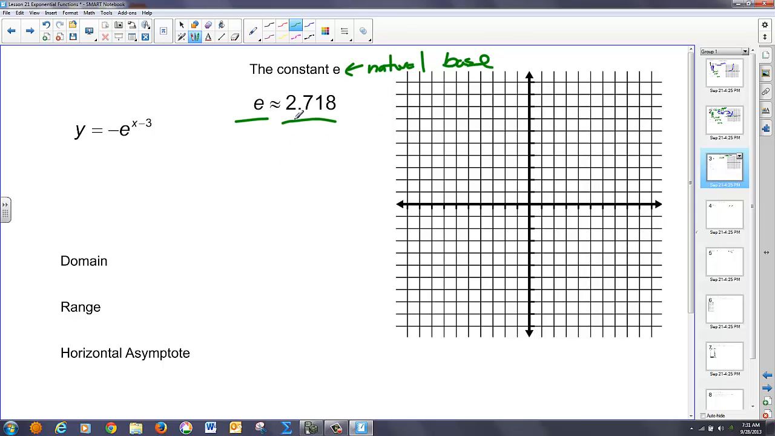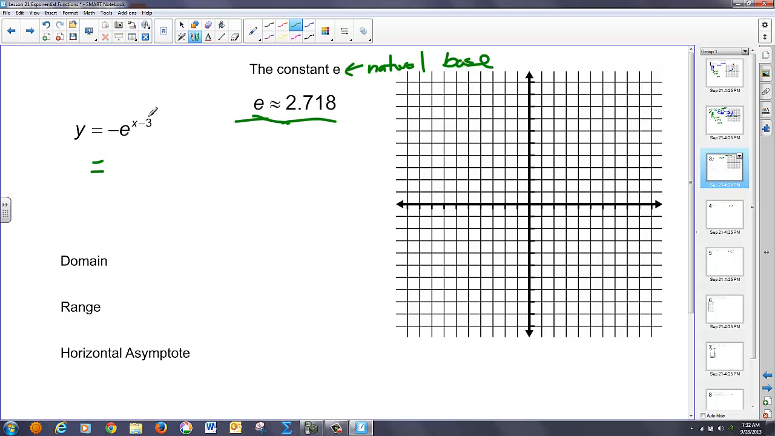And it has a value of approximately 2.718. And they use it sometimes kind of just like they would use pi, but in terms of exponential problems. Then we'll show you where this comes in later. So if I wanted to graph negative e to the x minus 3, this again is going to be somewhat of an estimation because we've got this ugly decimal right here.